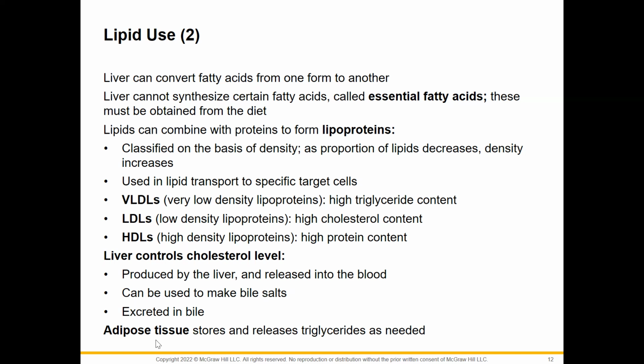Your adipose tissue is where the cholesterol, the lipids are stored. And then once you need that extra energy, it can be released as triglycerides as your body needs it.